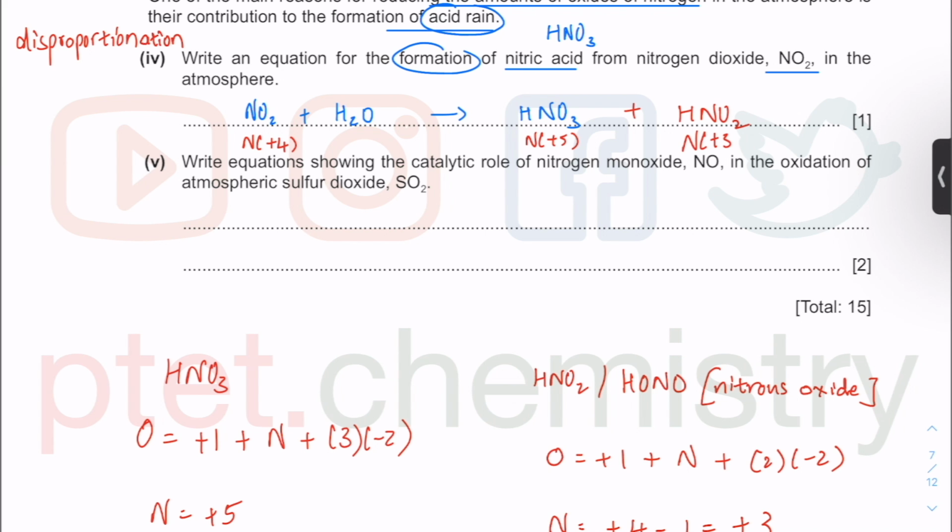As you could see, changes in oxidation number, the +4 there going to +5 is an increase of 1, the +4 there going to +3 is a decrease of 1. Changes in oxidation number has to be balanced out. In this case, they are balanced out. This is a redox reaction.